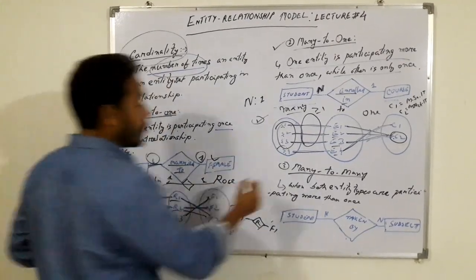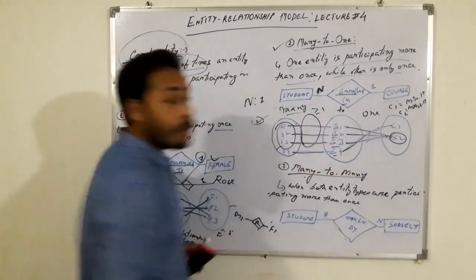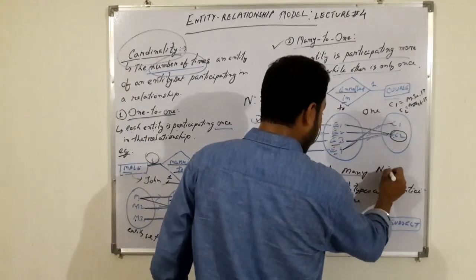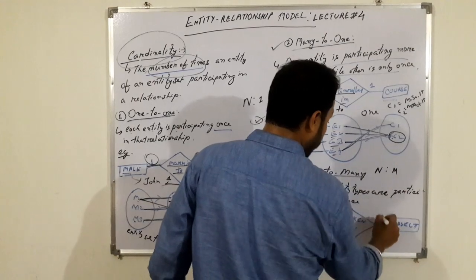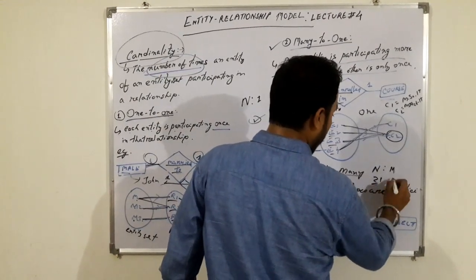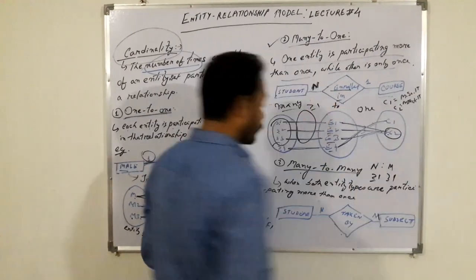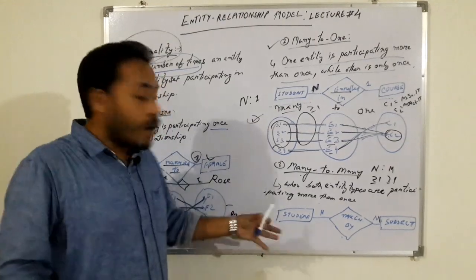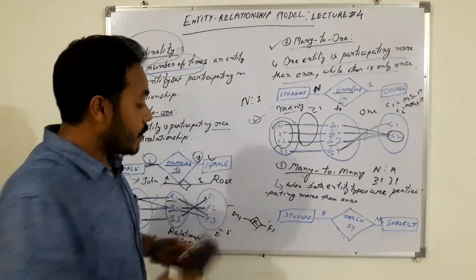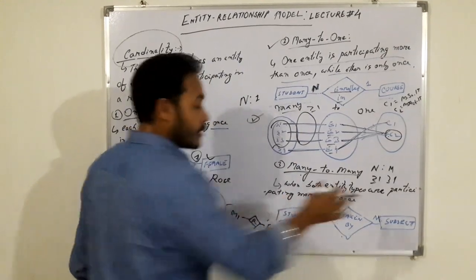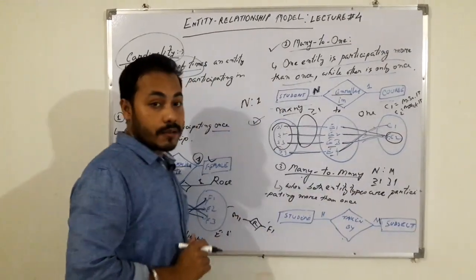Then coming to the last one, that is many to many. Many to many we can simply represent as N to M, where N is greater than or equal to 1 and M is greater than or equal to 1. In this case, there is no restriction from both sides. This side participates more than once and this side also participates more than once.